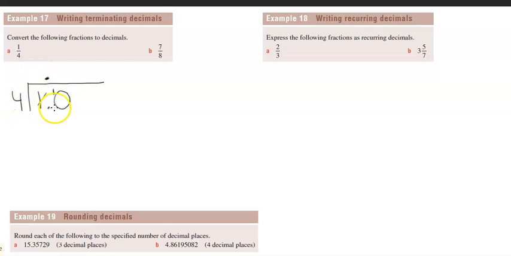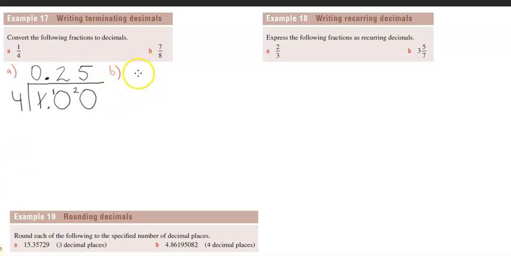4 into 10, so that goes twice. So 4, 8, and then we have 2 remaining. We have no digit to add to this, so we just again put another 0. So now we are doing 4 into 20. 4 into 20 goes 5 times, exactly 5 times, so we have no remainder, so we stop here. And so this is where we get 0.25. So 1/4 and 0.25 are exactly the same thing. One is just written in fraction format and the other in decimal.